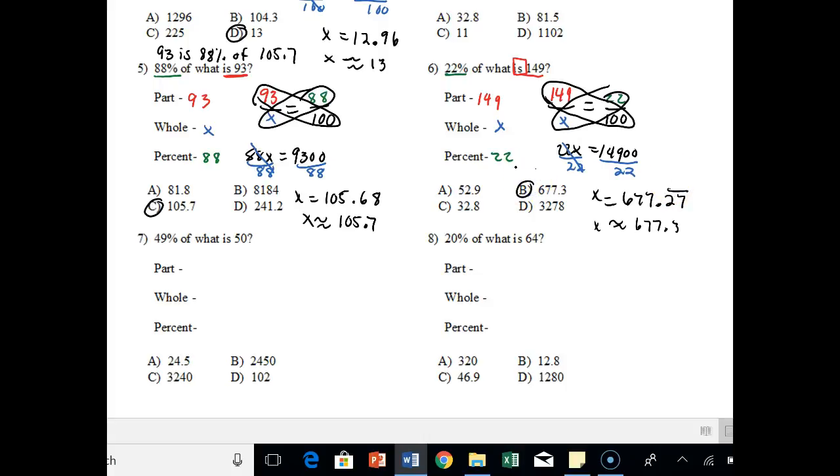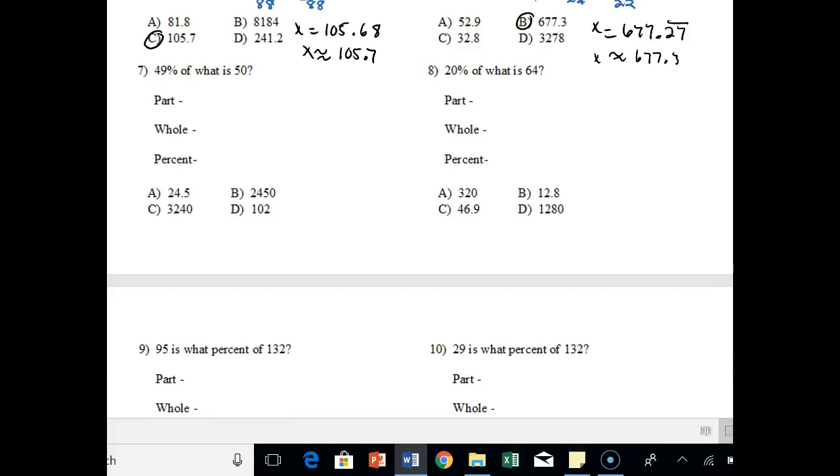So what does that mean? That means the part 149 is 22% of 677.3. Think about that, right? 149, if we round it, it's about 150. I mean, half of 677, that's going to be in the 300, so it makes sense that 149, less than 300, right, is around 22%, right? All makes sense. One more problem before I have you do the rest on Edpuzzle.